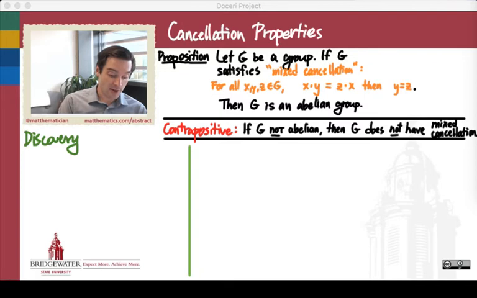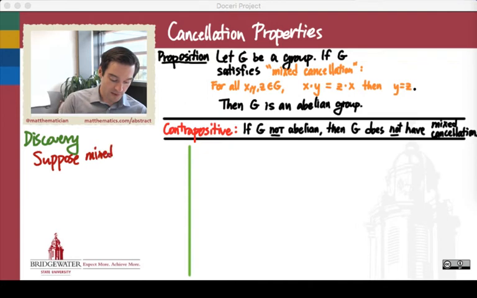Or the third option is we could try an argument by contradiction, where we get to assume both that G satisfies mixed cancellation and that G is not abelian. But again, assuming G is not abelian is kind of a difficult thing to work with. So looking at this statement, the first approach at most proofs is to just try a direct proof. So in my discovery, I'm just going to say, yeah, suppose mixed cancellation is a thing.